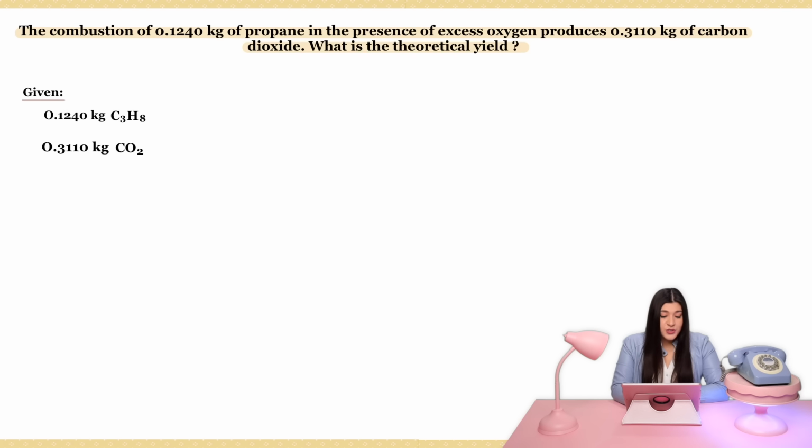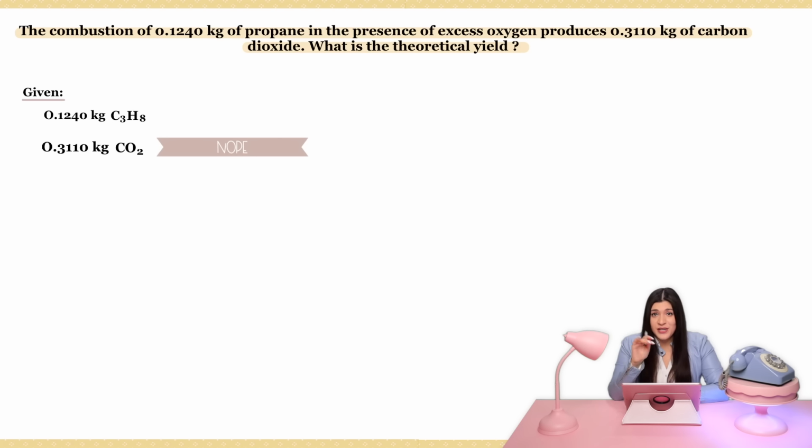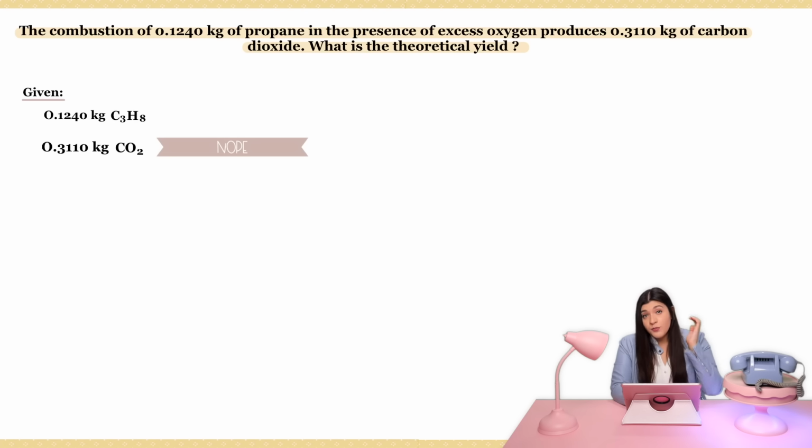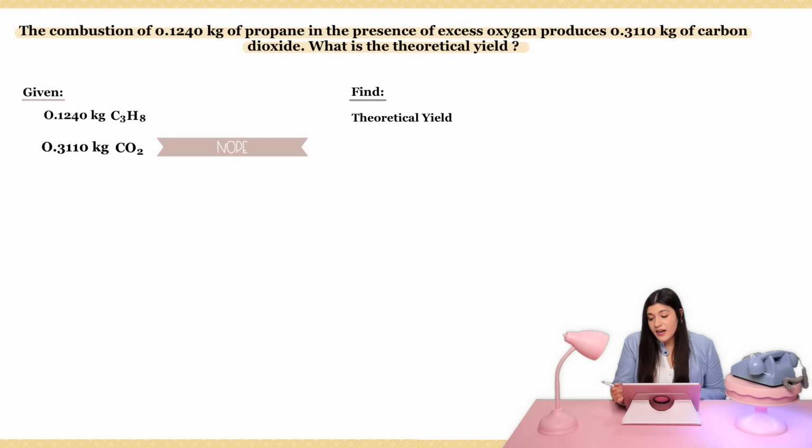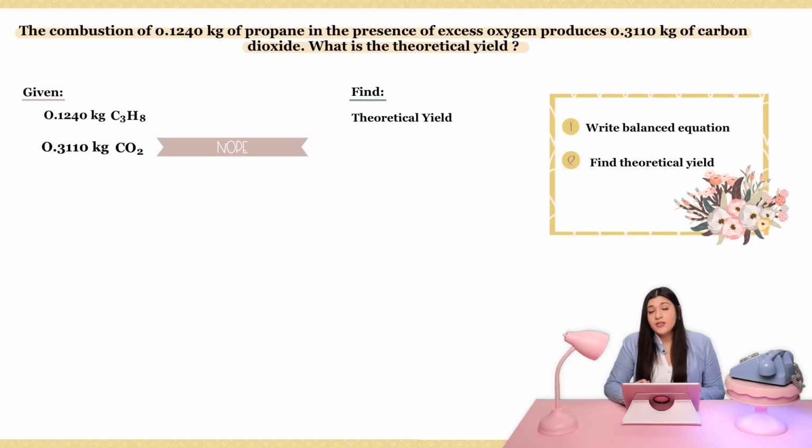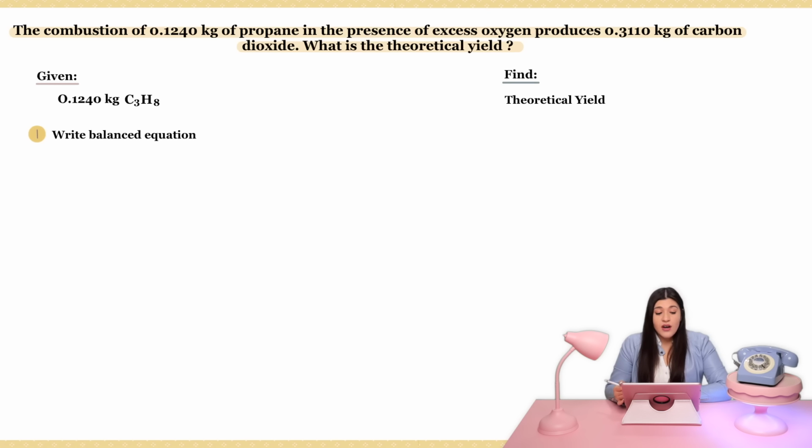So we are given our actual yield. Is it relevant? Do we even need our actual yield? Nope. So this is extra information. There's no need to even use it in this case because we're not asked to find the percent yield. So instead, all I'm using is just the amount of kilograms of our reactant, propane. And then of course, what I'm finding is our theoretical yield. The steps that we're going to take are as follows. All we have to do is figure out the balanced equation and then find the theoretical yield using stoichiometry like we did previously. So let's start off with our balanced equation.